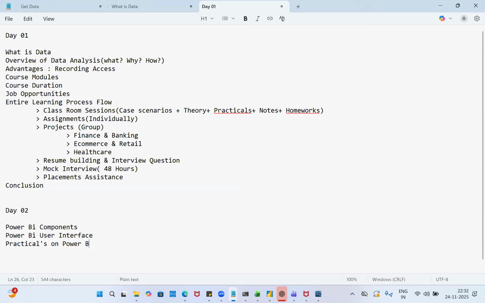So you should also understand how ma'am teaches practicals, right? Tomorrow it's all about your Power BI, and day three is about your SQL. We are going to discuss day three tomorrow at the end of the session, once you've completed this. Okay. And meanwhile, if you have any queries, please let me know. Before I conclude, if you have any queries, please let me know.